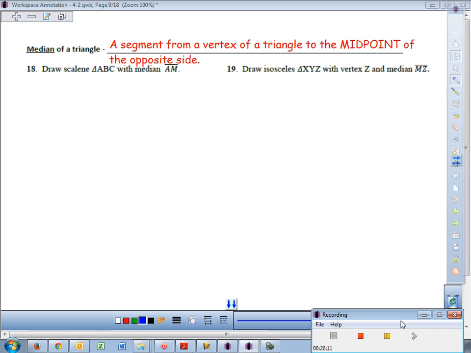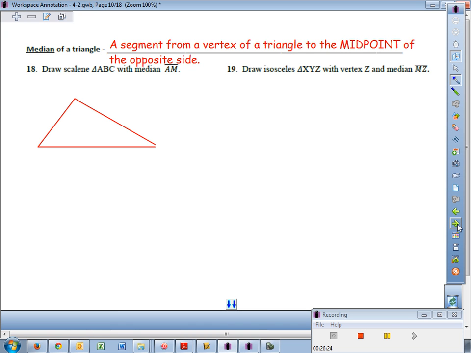18. Draw a scalene triangle ABC with median segment AM. What's a scalene triangle? No side's the same. Number 2 on your geometer is the perfect scalene triangle. Draw me number 2, scalene triangle. Fabulous.